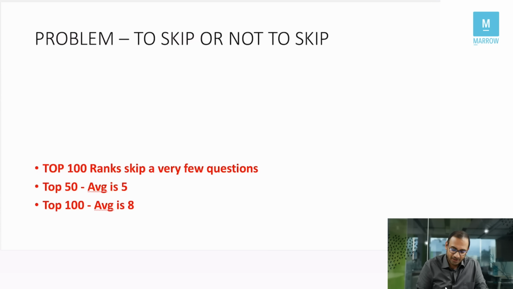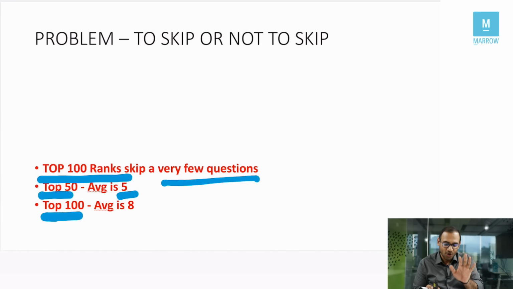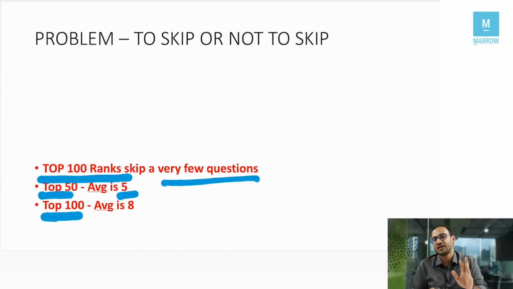See, the top 100 ranks skip very few questions. If you want exact figures, the top 50 skip on an average only 5 questions, and the top 100 only skip on an average 8 questions. So are you understanding this? Top 100 rankers only skip 8 questions. They attempt 292 questions.